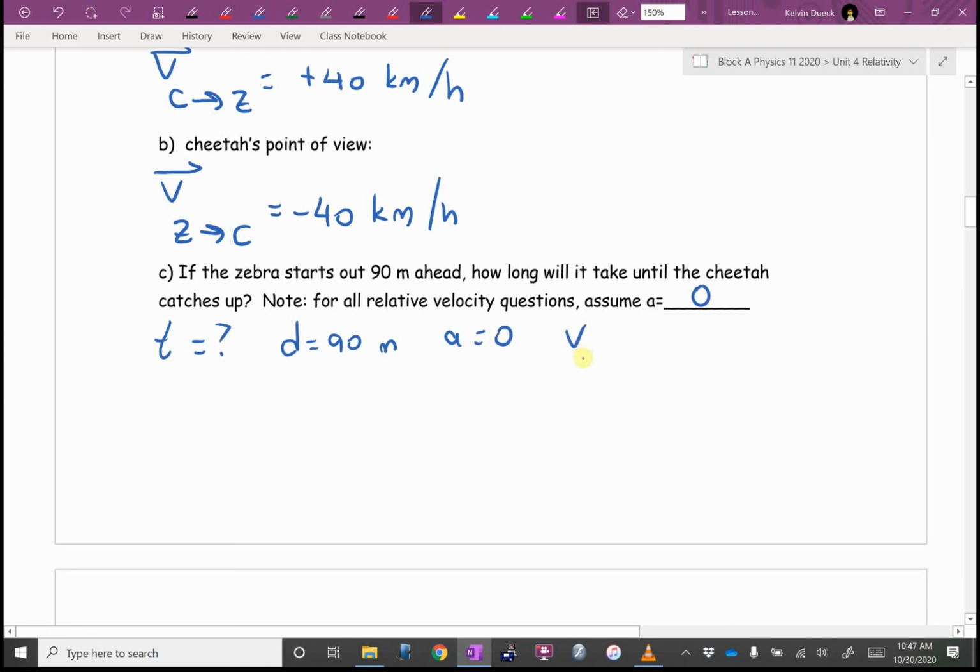What I'm going to use is the relative speed, but I've got to convert that from kilometers per hour into meters per second. Something to do with the 3.6. Can you actually tell me what the answer is? 11.1 repeating? Okay. Which equation?